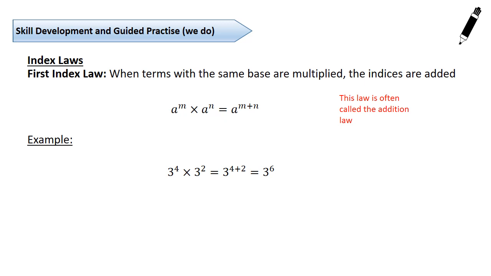Now, before we get carried away, I just wanted to show you very quickly why this works. So let's write 3 to the power of 4 in our expanded notation. 3 times 3 times 3 times 3. And then we are going to multiply, so times 3 to the power of 2. 3 times 3. And what we can do is now rewrite it as, there's 3, so our base number is 3. There's 1, 2, 3, 4, 5, 6.